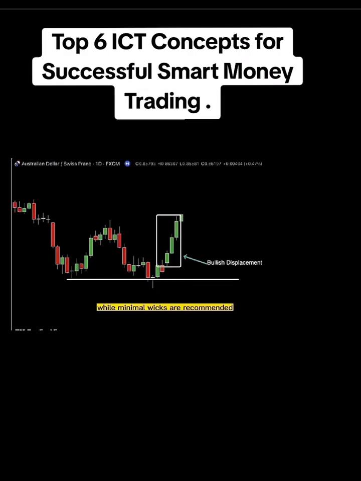While minimal wicks are recommended, they're not essential for displacement. What matters most is the aggressive price move with minimal retracement. In addition, you may notice a fair value gap forming between the bullish candles. This gap represents a price imbalance created by smart money entering the market. The fair value gap serves as a confirmation that institutional players were involved in the displacement. This bullish displacement shows how smart money used the sell-side liquidity sweep to drive the market higher, trapping retail traders who were positioned short and benefiting from the liquidity grab.